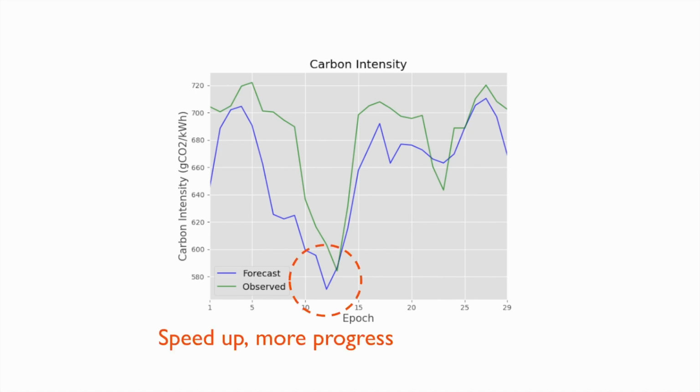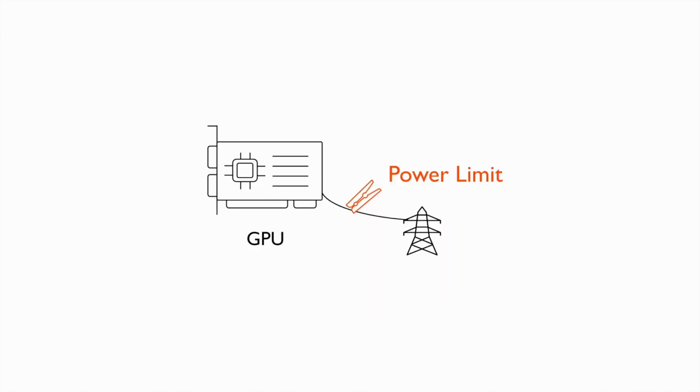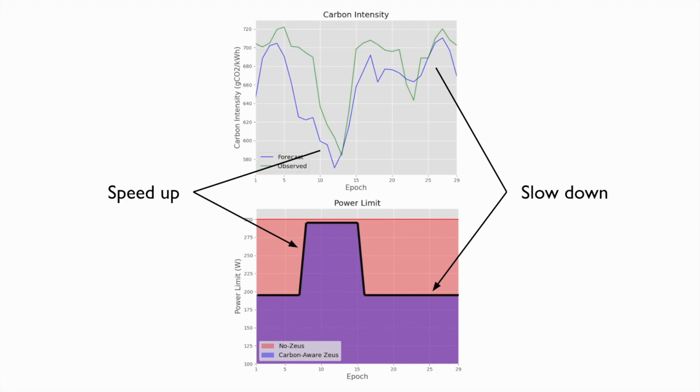If clean electricity is coming, try to make a lot of training progress. When it's not, slightly slow down the GPU and have it consume less electricity during that period. We do this by tuning what's called the power limit of the GPU. Changing the power limit achieves exactly what we want, and our solution does this automatically during training.